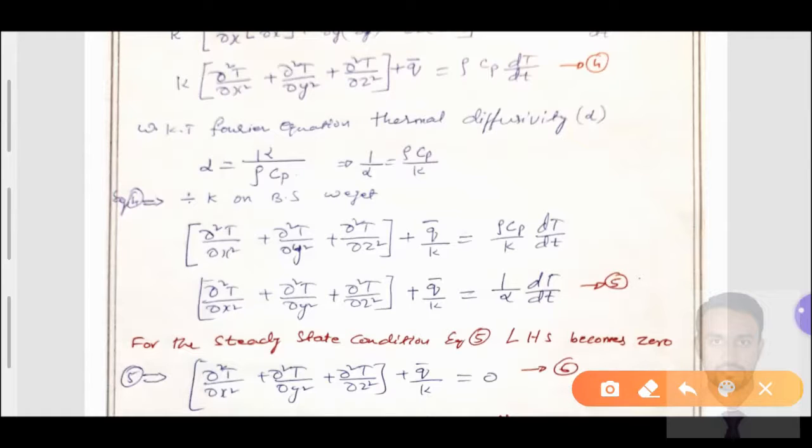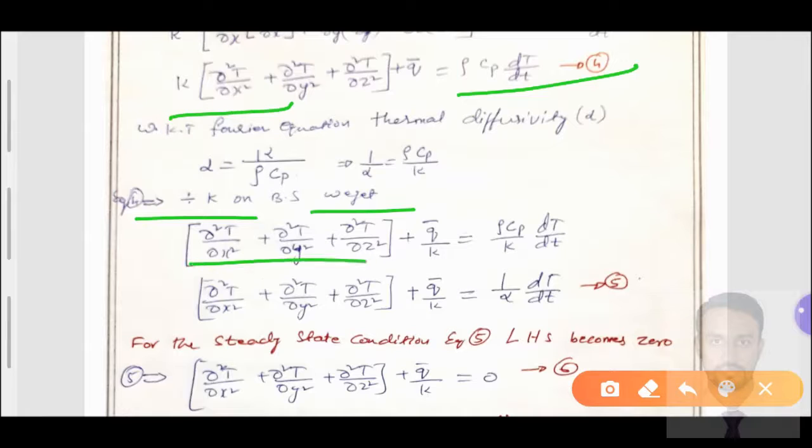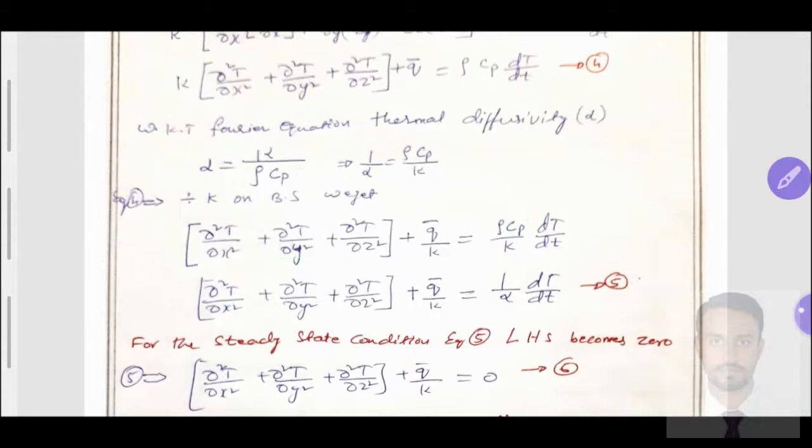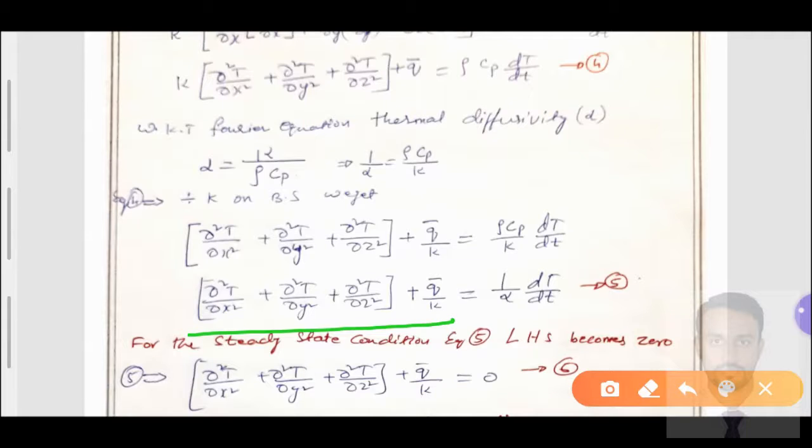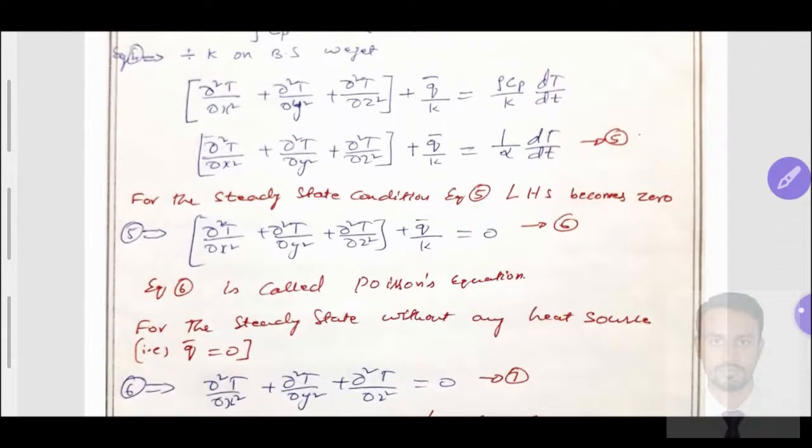I'll divide by k on both sides. For equation number 4 we'll get this one, k will get cancelled. I have taken plus q bar divided by k is equals to rho cp divided by k into dT by dt. This value which is equals to 1 by alpha, replace that value here, this will remain as it is, and then this becomes 1 by alpha into the temperature gradient. Call it equation number 5.